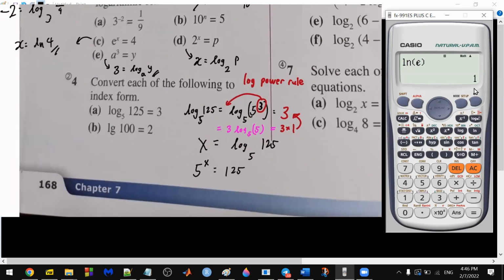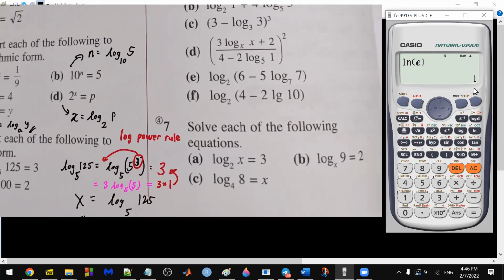I'm not going to go through part B. I think this one is a bit funny. They will never ask you this kind of question.